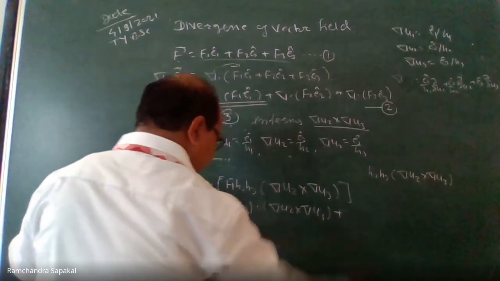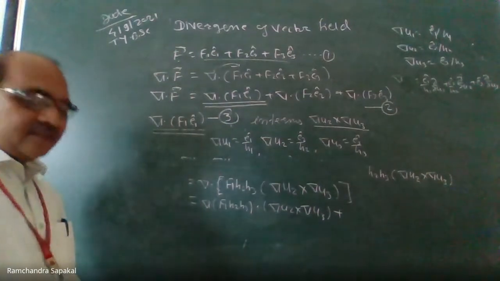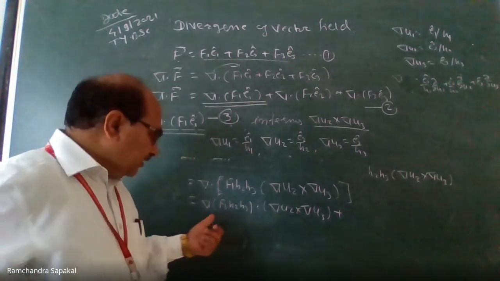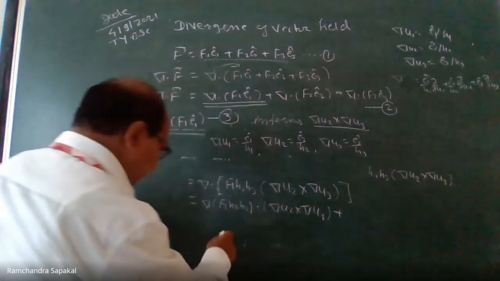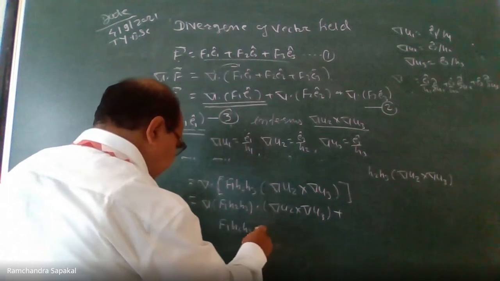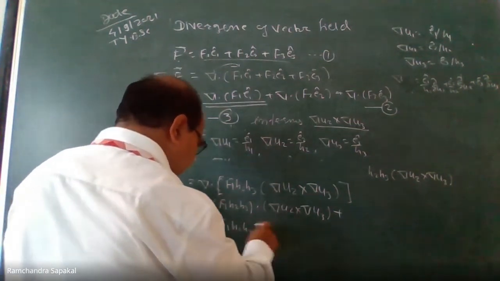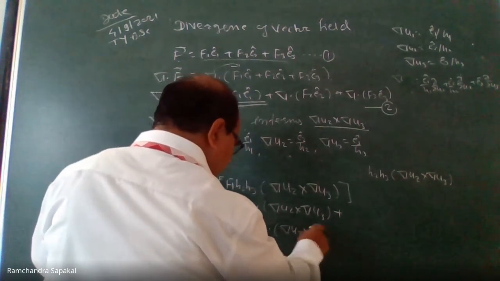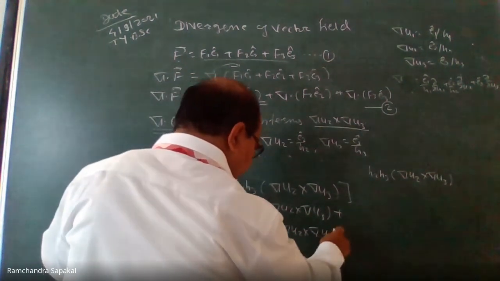So this is the first term. And the second term, again, you have already seen this. So this is the f1 h2 h3 del dot del, the second term. So this is the u2 cross u3.